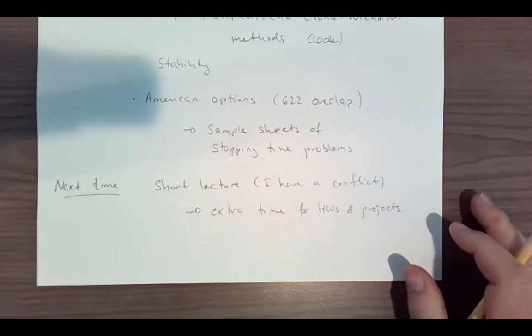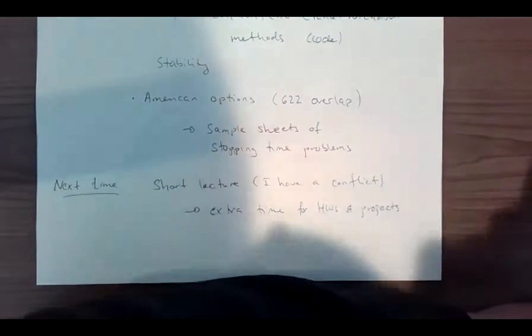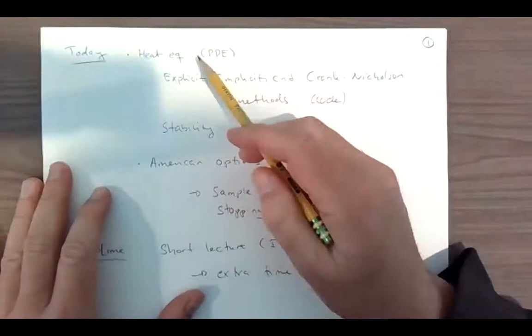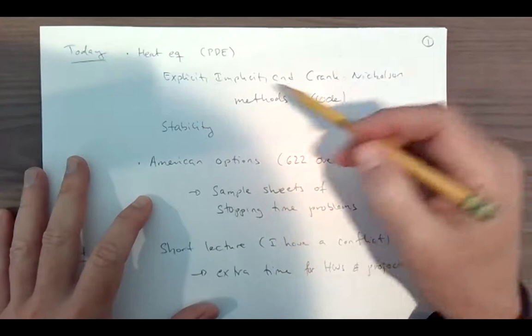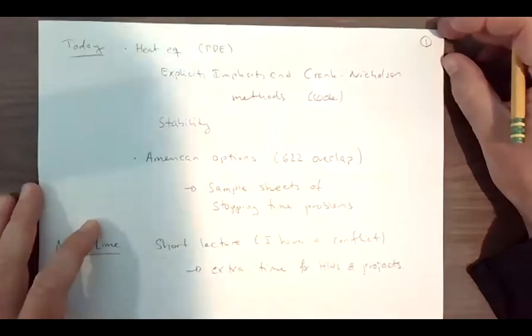Oh wait, can you do a review of Crank-Nicolson? Yeah, we're not going to start from scratch, but we're going to redo some of the bits and pieces we did towards the end last time. We're going to talk about the implicit, the explicit, and then Crank-Nicolson one more time. So you'll see it again, Alice. Okay, thank you.